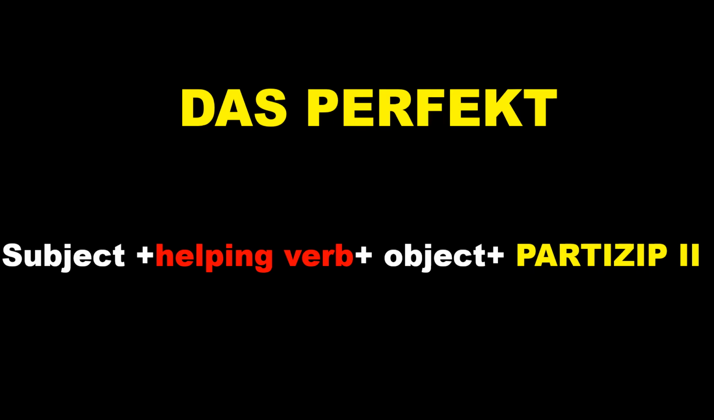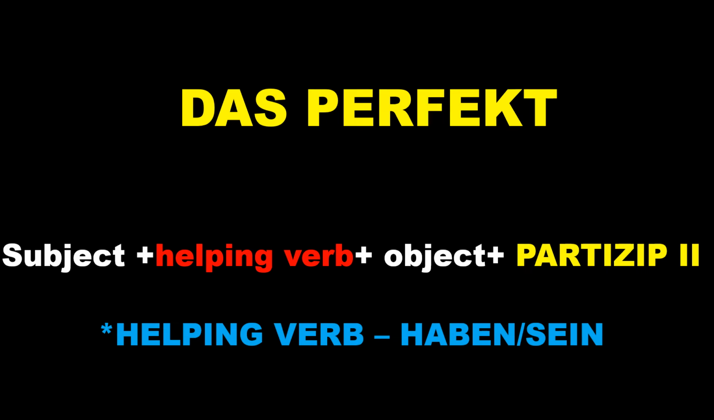So, this is the rule: Subject plus helping verb plus object plus Partizip II. Now you must be wondering, what do you mean by helping verb and Partizip II? You must be knowing helping verbs. There are some helping verbs in English as well, like "I am going". Here "am" is a helping verb. In the German language there are only two helping verbs, haben or sein. Either you will use haben or you will use sein. But there are certain rules on when to use haben and when to use sein. Most of the verbs use haben, but there are some rules for when to use sein that we are going to learn in the next video. So right now, just simple sentence framing: subject plus helping verb plus object plus Partizip II.